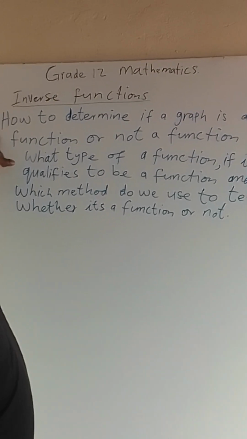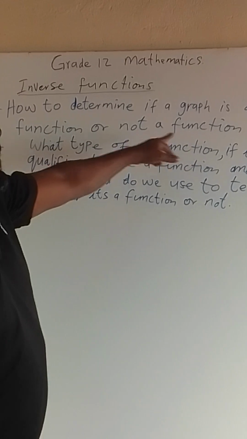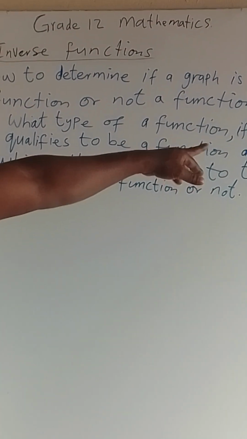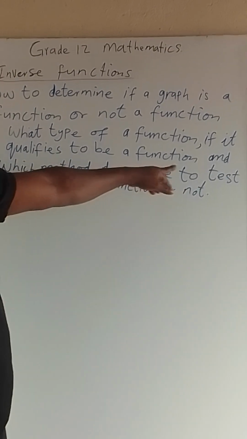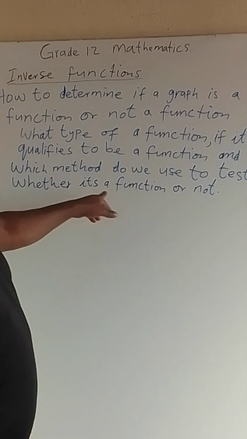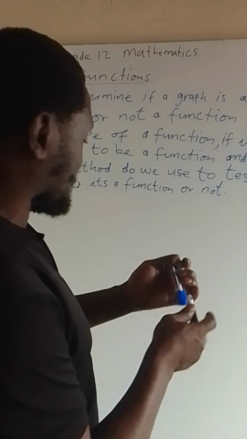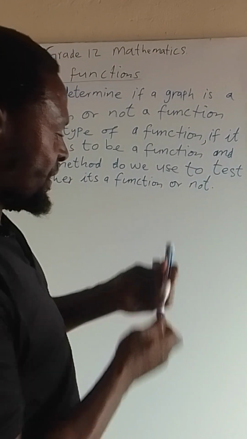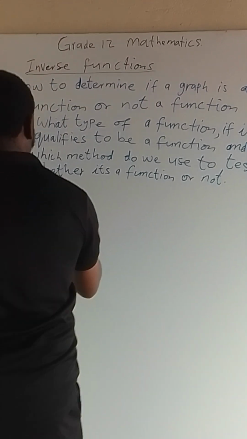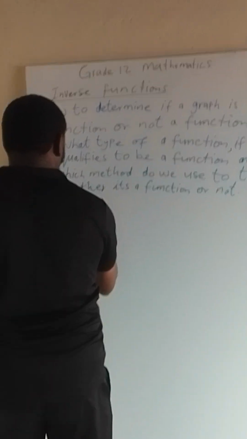Here we are going to do the following: 1. How to determine if a graph is a function or not a function. 2. What type of function it is, if it qualifies to be a function, and which method we use to test whether it is a function or not. Now we are going to take the example from the previous video where we had f at x. Let's say this is our example.